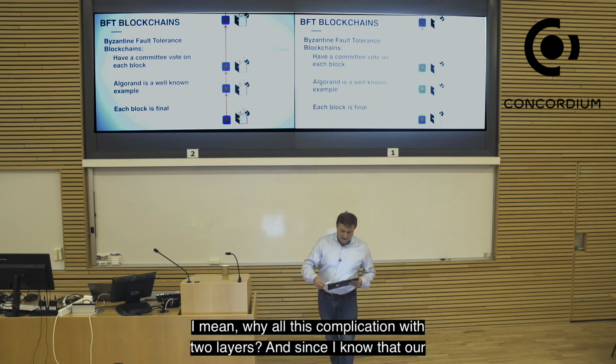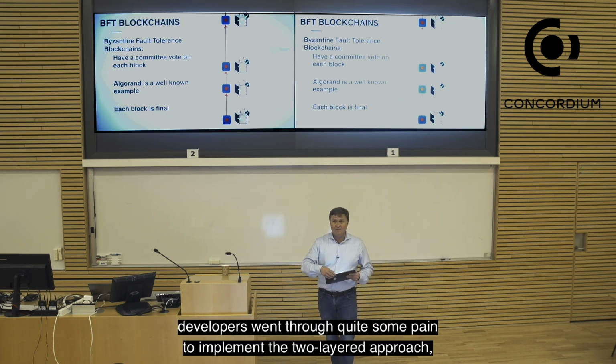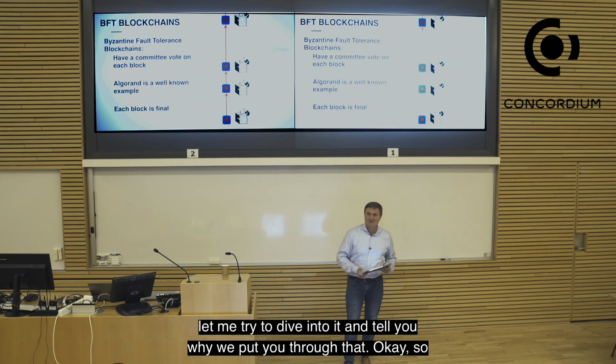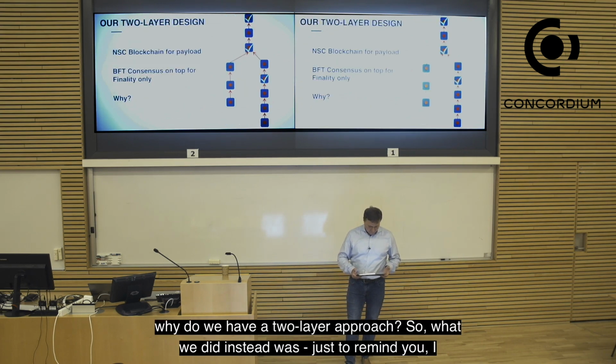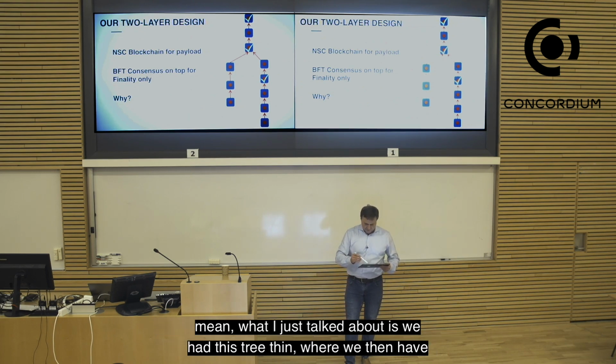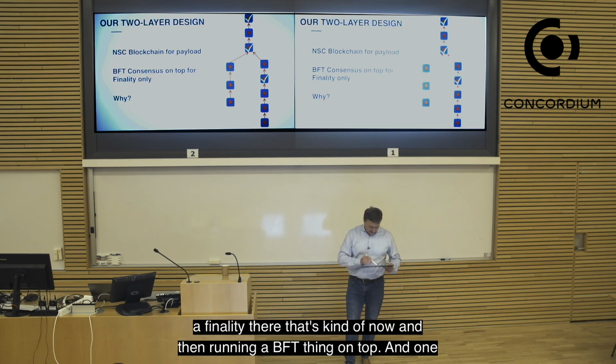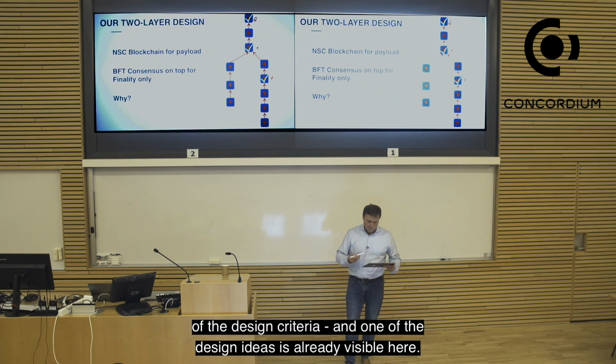I mean, why all this complication with two layers? And since I know that our developers went through quite some pain to implement a two-layered approach, let me try to dive in and tell you why we put you through that. Okay, so why do we have a two-layer approach? So what we did instead, just to remind you, is we had this tree thing where we then have a finality layer that's now and then running a BFT thing on top. And one of the design ideas is already visible here.